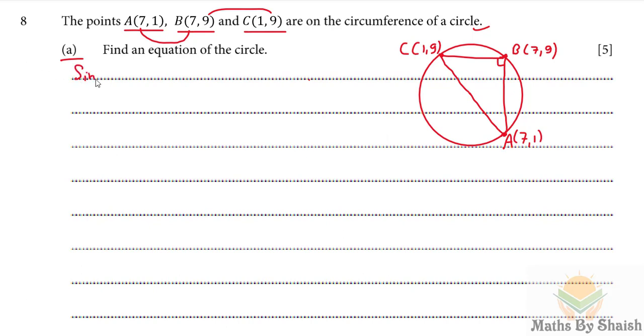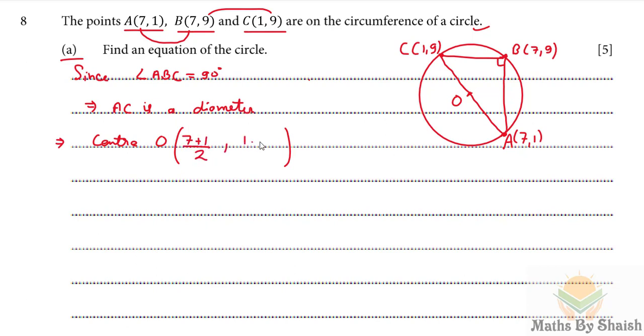So we can write: since angle ABC is 90 degrees, AC is a diameter. If AC is a diameter, and we mark O as the center, then the center O would be the midpoint of A and C, that is (7 plus 1) divided by 2 and (1 plus 9) divided by 2. So the center is going to be 8 by 2, which is 4, and 10 by 2, which is 5. So we have the center as (4, 5).